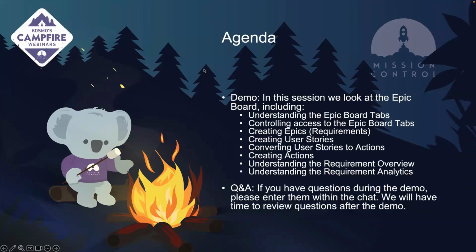The agenda. Obviously we're focusing on the Epic board. There's a fair amount of information to get through, so I'm going to walk you through all of the different tabs on the Epic board, how you go about controlling access to them, and then go into a bit of detail on each individual tab. So there's the epics, and you'll see I've got requirements there. We're actually using the requirement object in Mission Control, so I'll use the terms epic and requirement interchangeably.